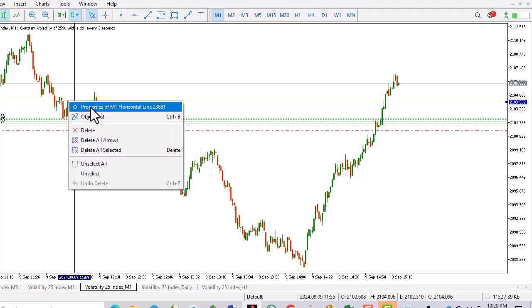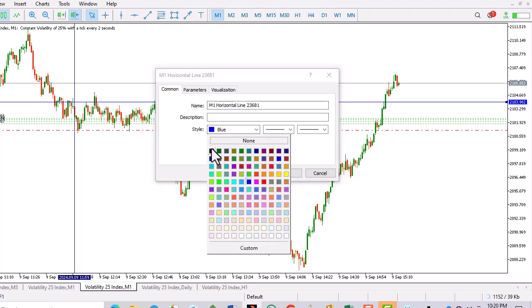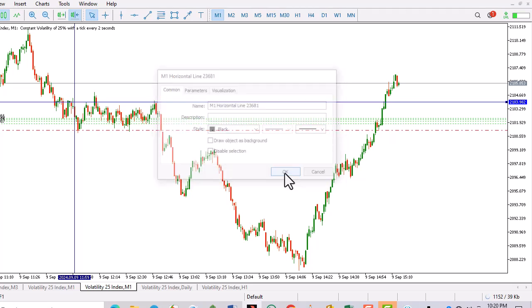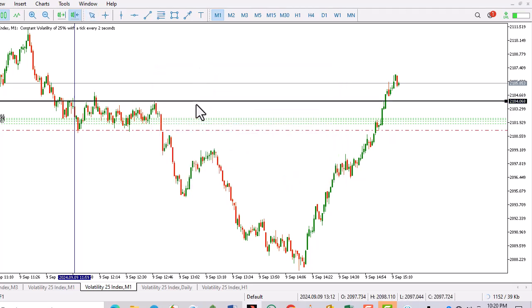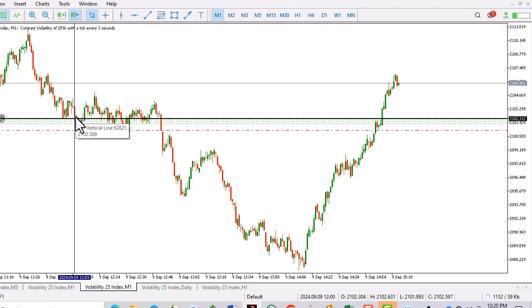Let me increase the opacity. Let me make it gray. Let me make it black since I'm using green candles. Then let me increase the intensity, so I will know that that is my open price. So it opens on this green candle here. Look at that, that's 12 o'clock. So that is 1 o'clock.